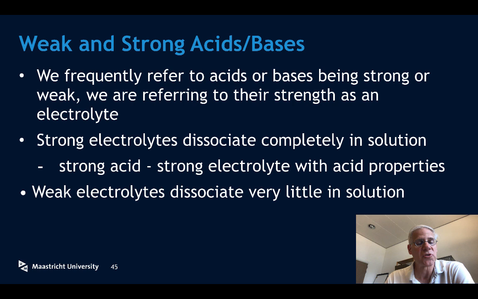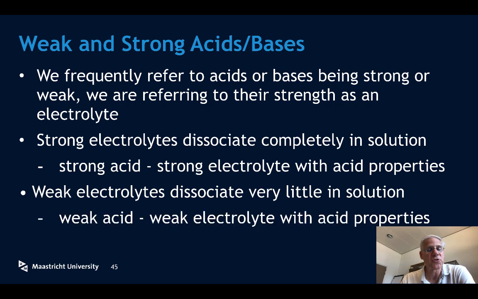We also have weak electrolytes. Now, weak electrolytes do still conduct electricity, but they don't conduct very much because they're dissociated very little in solution. So most of the molecules that you would put into solution remain intact. Some of them have come apart into their ions, but not very many of them. So we call those weak electrolytes because they very weakly conduct electricity. So if we have a weak acid, that means that we have a weak electrolyte with acid properties. And the same goes for strong bases and weak bases.